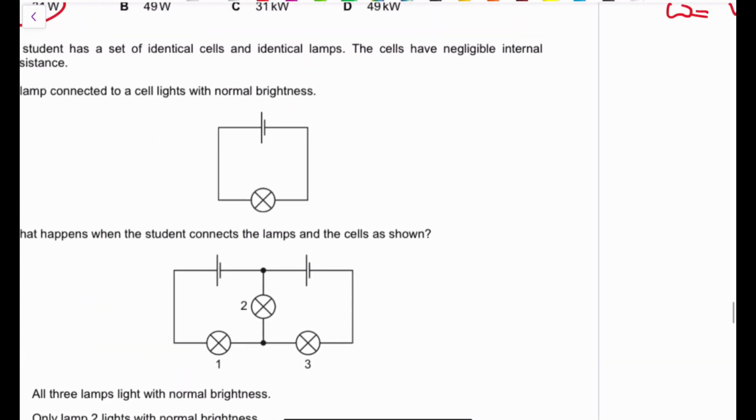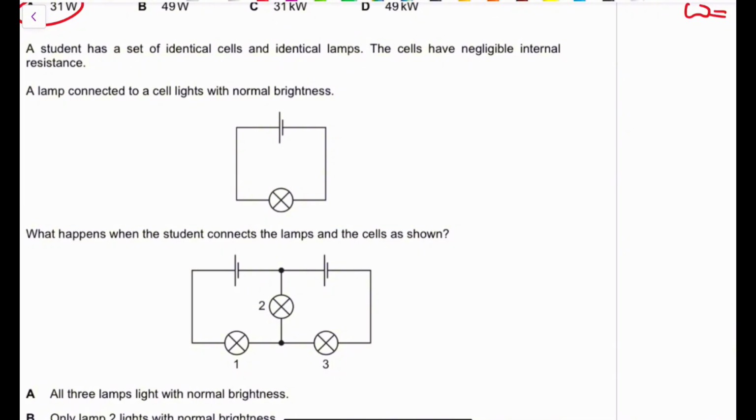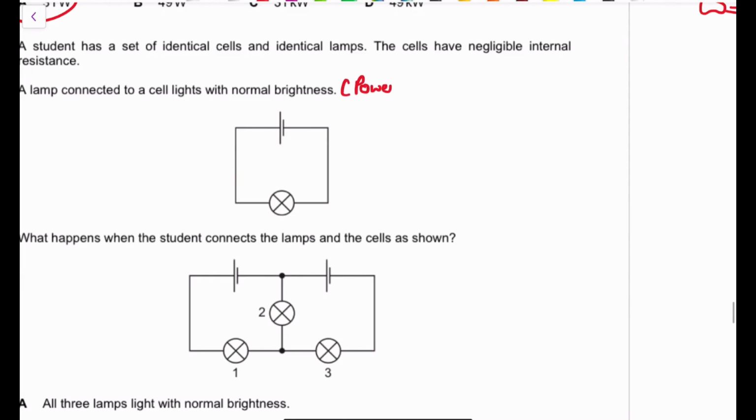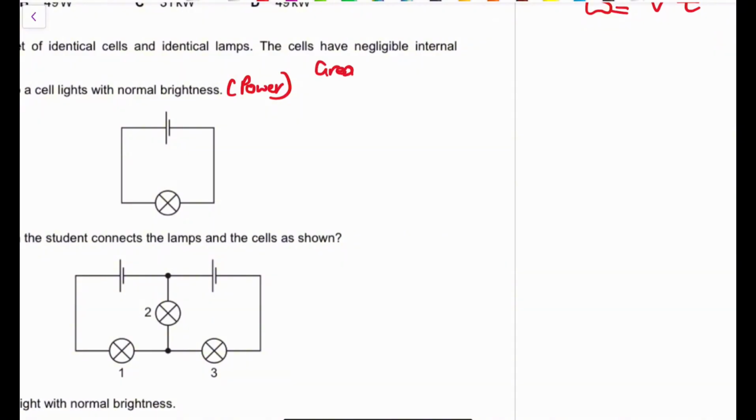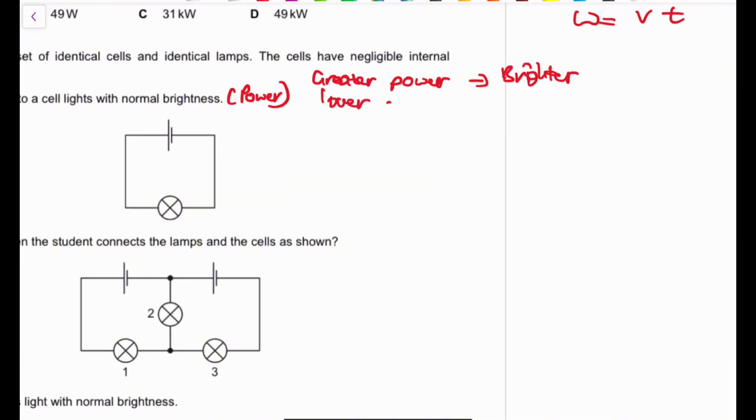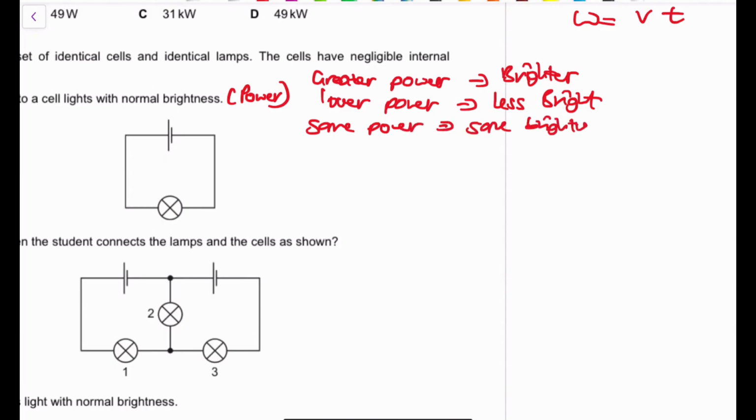Very interesting. I have a trick when it comes to these questions of brightness. That is, you look at power. Whenever you talk of brightness, you always have to look at power. Now, you might be asking, what does he mean when he says power? Well, the greater the power, the brighter it's going to be. That's how I think about this. The lower the power, the less bright it's going to be. If you have the same power, you're going to have the same brightness. So that's how we first think about brightness. Whenever you have questions that comment on the brightness, always think about what's happening to the power. The brightness is a consequence of the power.